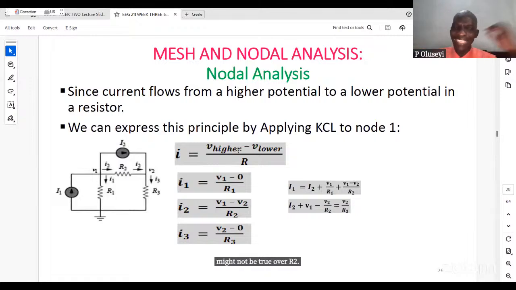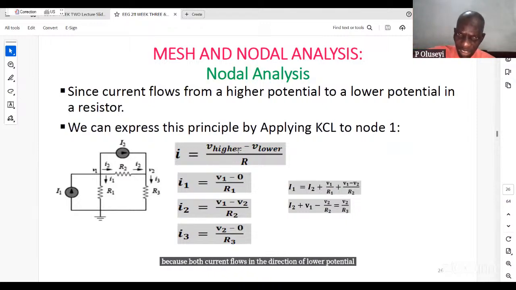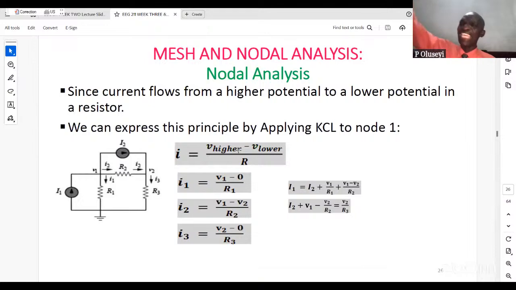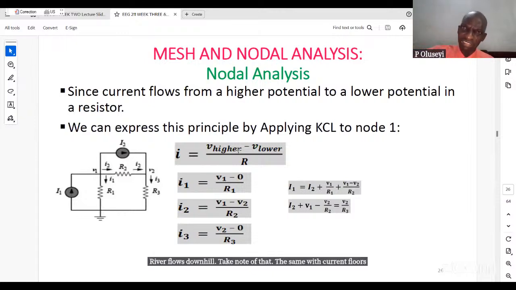Why do I say the voltage on the V1 side will be higher? Because current flows in the direction of lower potential. We say water flows downhill. A river does not flow uphill. River flows downhill. Take note of that. The same way current flows downhill.